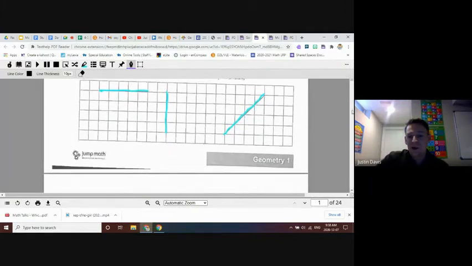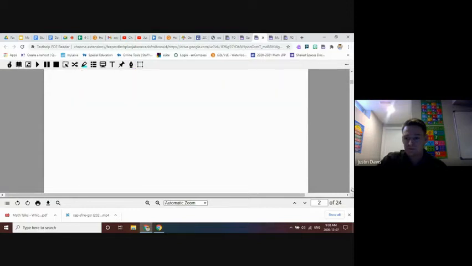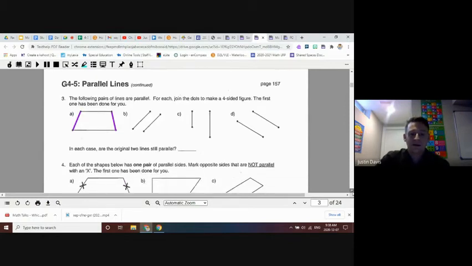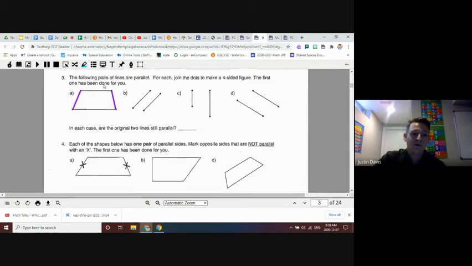All right, second part of the first page, it's got these lines in the grid and it wants you to add a parallel line next to those lines. So you're going to use the grid and add a parallel line next to those lines. On the other side of the page, it says the following pair of lines are parallel. For each of them, join the dots to make a four-sided shape, and the first one has been done for you. So I used purple and I joined the dots to make this a four-sided shape, and you're going to do that for all of these ones, just simply connecting the dots.